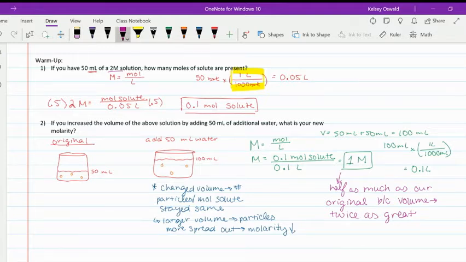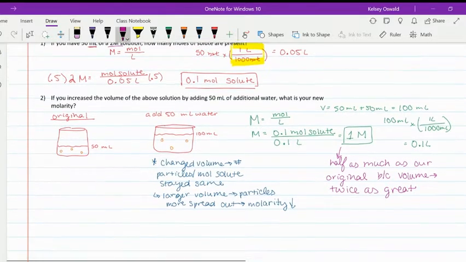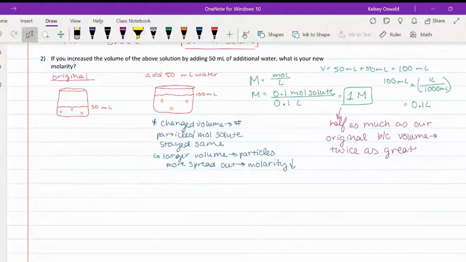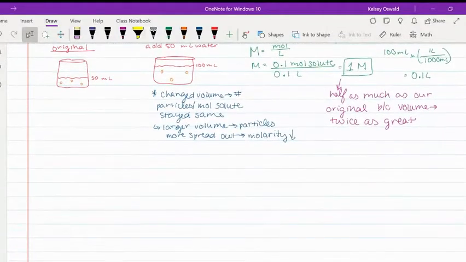And this is going to be the backbone of what we are looking at today: when we add or remove water, our number of moles stays the same. It's just that the change in volume is going to cause those particles to either become more far apart or closer together and cause our change in molarity. What we saw in this example is what we call a dilution.